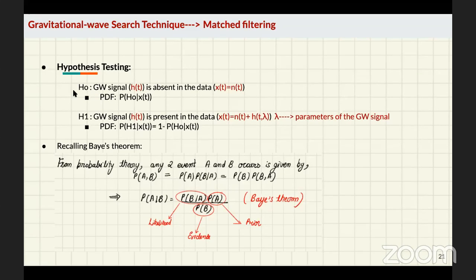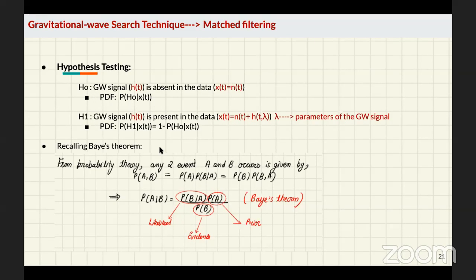So let's consider the first hypothesis where the gravitational wave or the signal is absent, and the second hypothesis H1, where we say that the signal is present in the data. If it is present, the data output will be noise plus some signal, which is dependent on time and also on the source parameters, where lambda is the parameter of the gravitational wave signal. Okay. Now, how do we infer which hypothesis is correct?